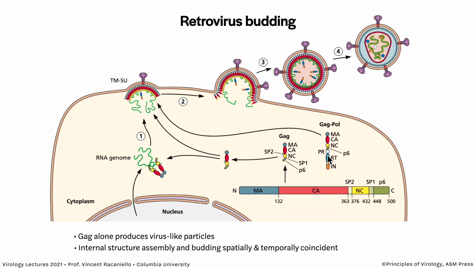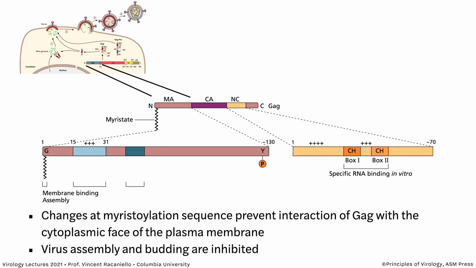And remember, all the proteins are being pulled in by NC, binding specifically to the packaging sequence on the RNA. And then this matures after it leaves the cell. Okay, so that's how that works. And we're going to come back to this in a moment. But first, let's take a look at GAG.